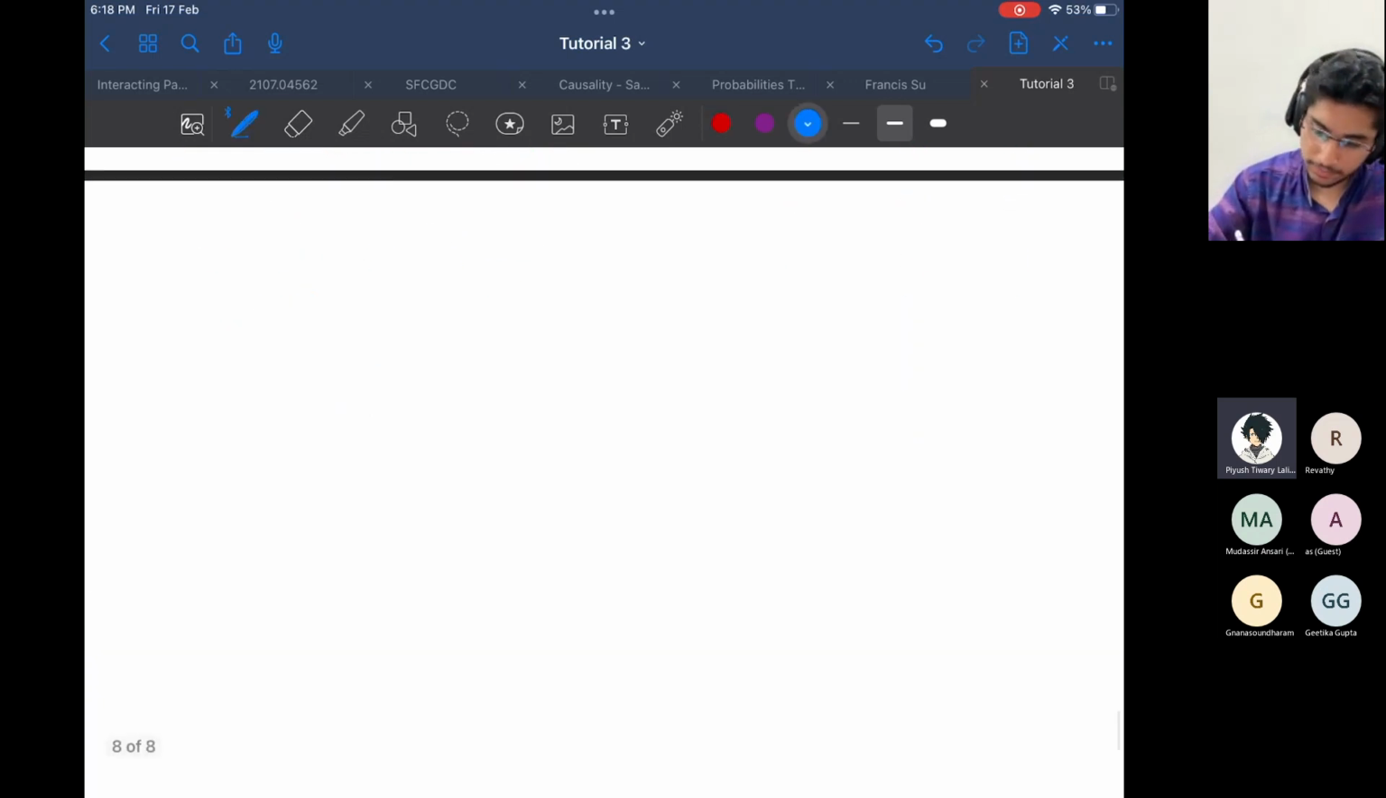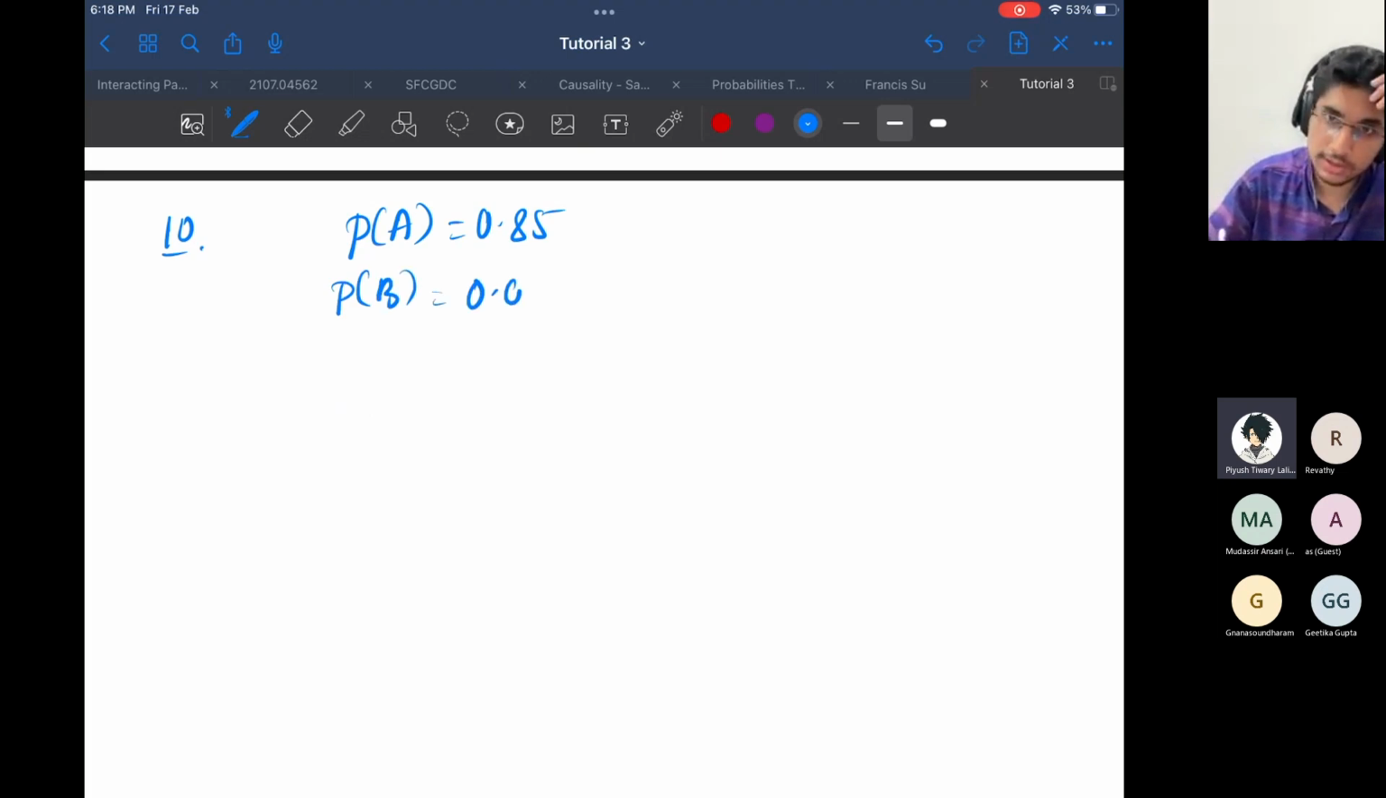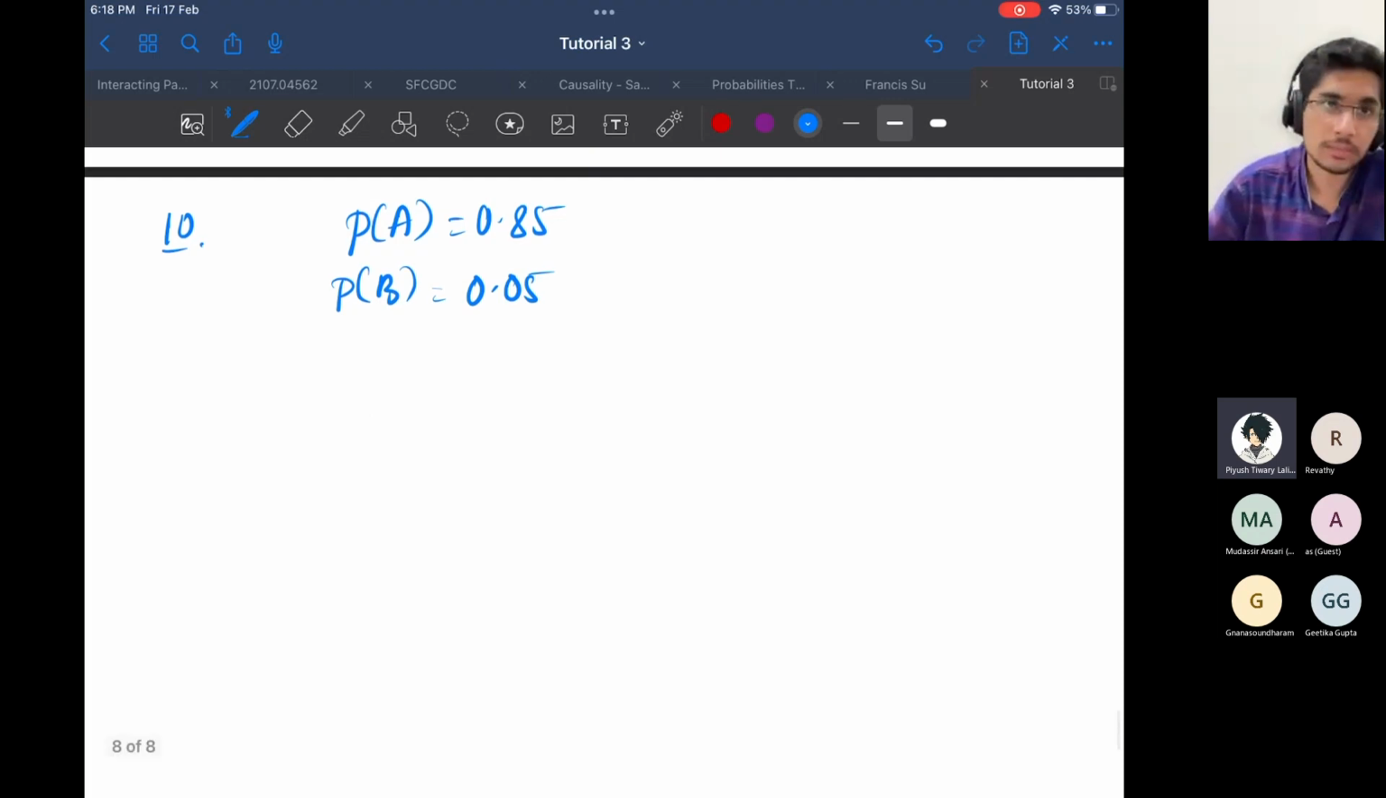Okay, so here is the 10th problem. We are given that probability of event A happening is 0.85. Probability of event A is 0.85. Okay, probability of event B is given to be 0.05. Which of the following statements is true? Okay, so first of all, what does information mean? We don't know, right? I mean, there is no closed form solution.